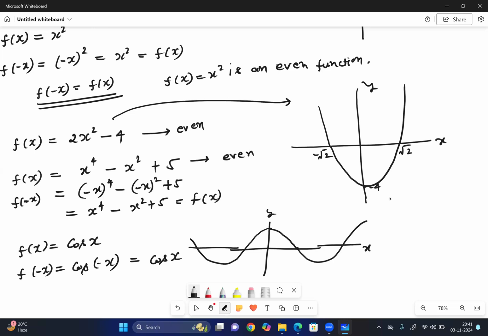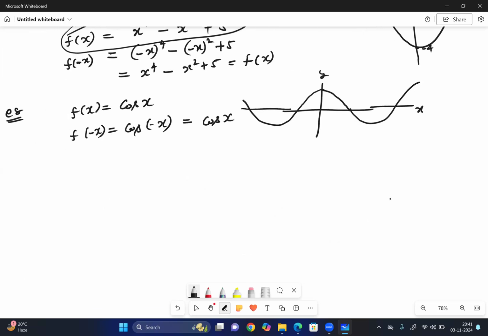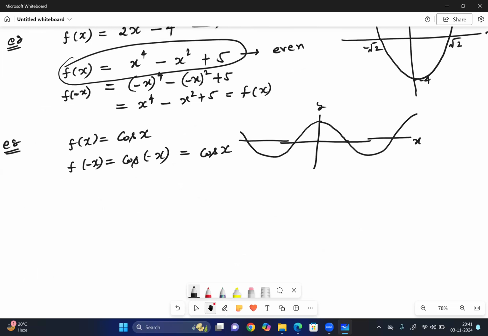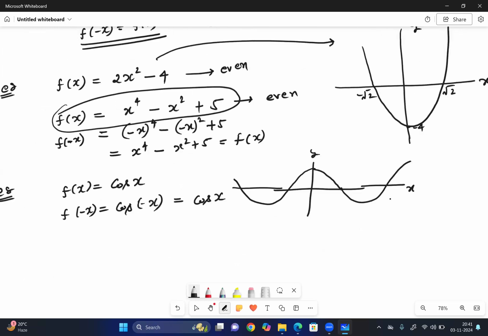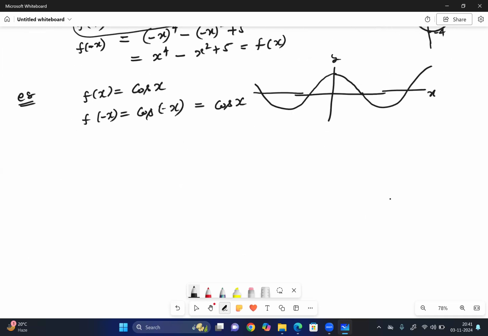Similarly, if you take a quadratic function, that is also even. But not all quadratic and quartic functions are even. This is an example. Whenever we don't have the middle term, I mean, in a quadratic, if we don't have a term with x, then it is even, otherwise not. Understood, right? Now let's come to the odd functions.